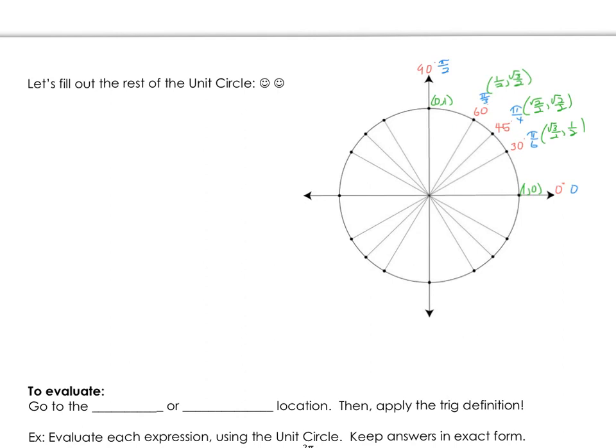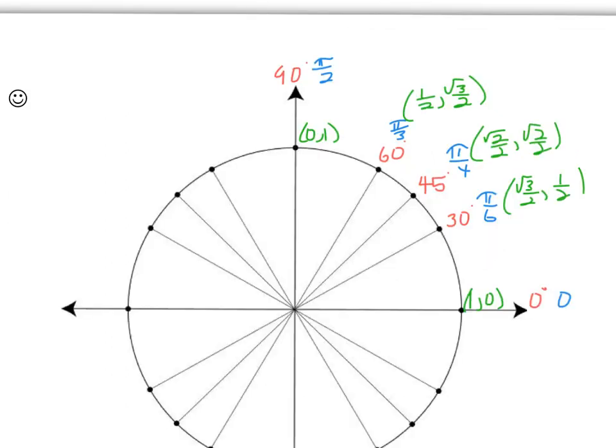Once you finish writing that in, press play and we'll talk about how to create the rest of the values on this unit circle. All right, now that we have everything from quadrant 1, let's start looking at quadrant 2.